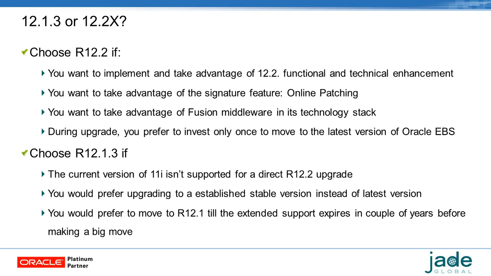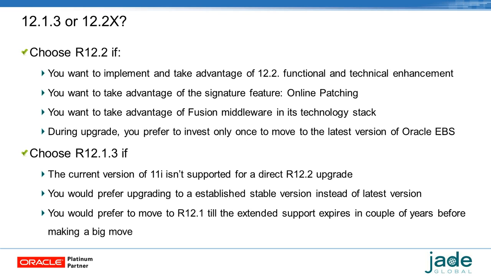In terms of R12.1, if your current version is 11.5.10 or previous, there is no supported direct upgrade path. So if you have an EBS version previous to 11.5.10, then there is no direct path, and that's why you will be forced to move to R12.1.3 before moving to R12.2.